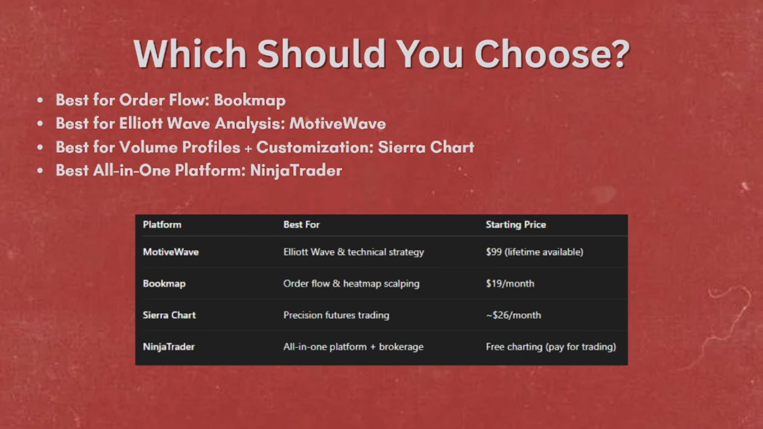$26 per month. And lastly is NinjaTrader. It is best for an all-in-one platform plus brokerage. So free charting, then you just have to pay for trading. So that's pretty much it.